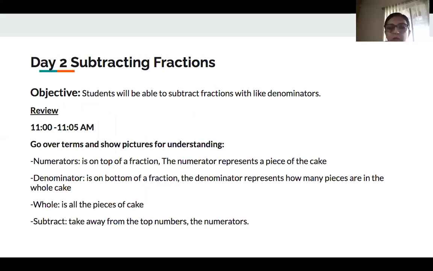So for day 2, we're going to talk about subtracting fractions. So the objective will be, the students will be able to subtract fractions with like denominators. And the first thing will be a review for about 5 minutes. So like Naomi said, to go over the vocabulary terms: the numerator, the denominator, and whole, and subtract, what they mean, so they're able to understand how to solve the fractions.